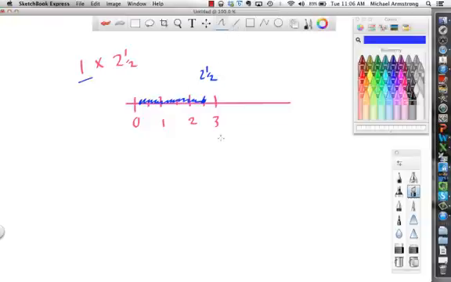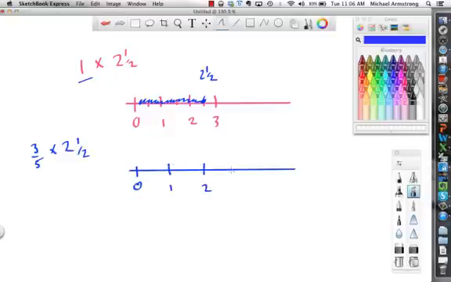Now if we do that again, but we change our numbers a little bit, let's see here. I'm on blue this time. And we're going to do 3/5 times 2 1/2. So I've got 1, 2, 3, and I cut it all in half. Now again, this is my point. This is 2 1/2. This is my starting point. But I'm going to take less than 1 of it. I'm only going to take 3/5 of it.